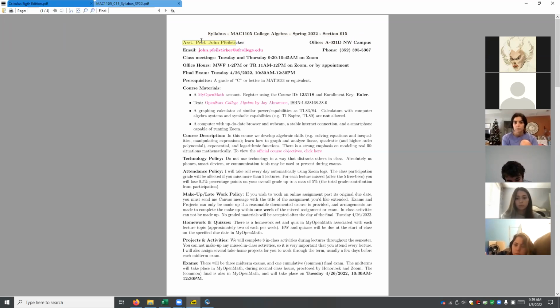My name again, John Filesticker. I'm an assistant professor here at Santa Fe College. My office is A031D. That is in building A on the north side. So if you come in from the concourse, like the covered area, you turn left and go down the stairs. So downstairs on the north side of building A, there's an office unit there. My office is 031D.